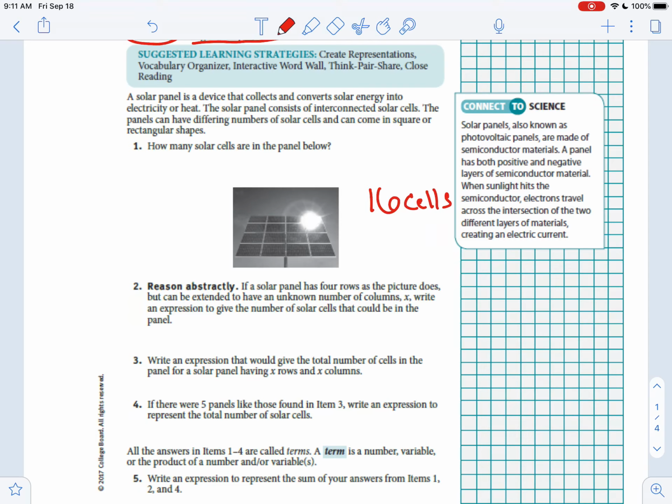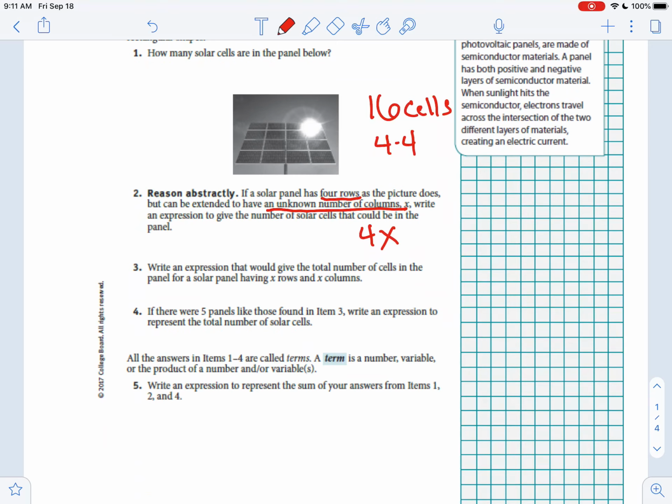Now, if a solar panel has 4 rows, but has an unknown number of columns, x, well then we can write that as 4 times x, just like we had written 4 times 4 to get 16. Now, if their expression had unknown rows and unknown columns, we could go x times x or write it as x squared. Now, if there were 5 of those panels, we could write it as 5 times x squared.